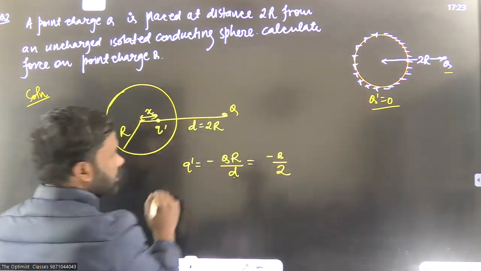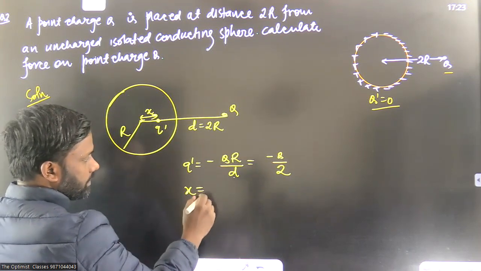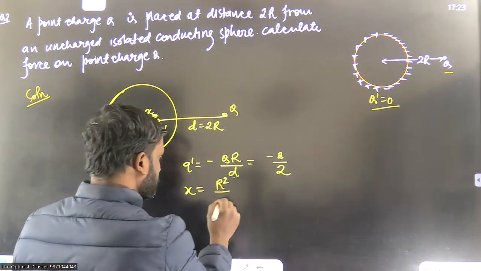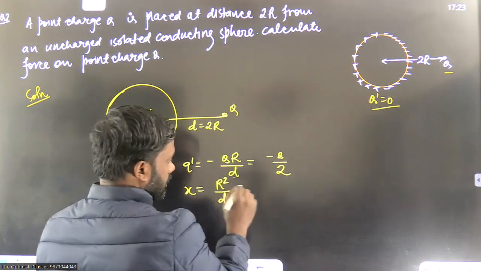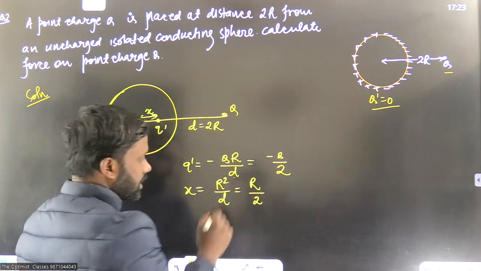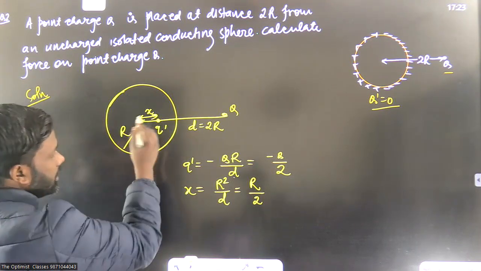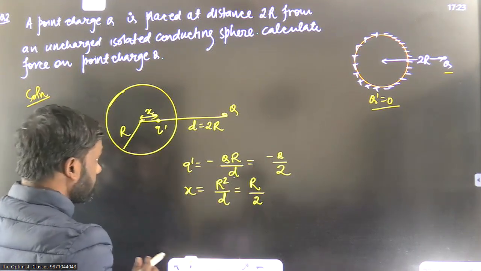So the value of the image charge will be equal to minus Q by 2. And its distance x from the center of the sphere will be equal to R square by D. So when you put D equal to 2R, you get R by 2. So the image charge will be at a distance R by 2 from the center, and its value will be minus Q by 2.